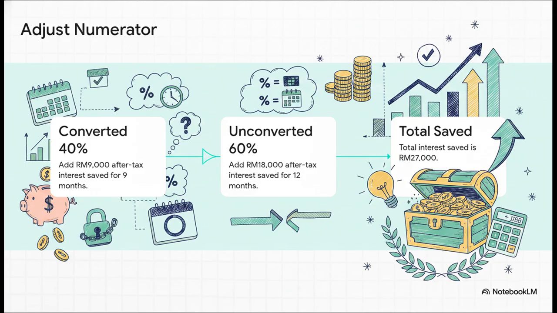Next up, we look at the 60% that never converted. They were debt for the full 12 months. So we do 500,000 times 60% times 8% times 12 over 12 months times 75%. That saves us another 18,000 ringgit.